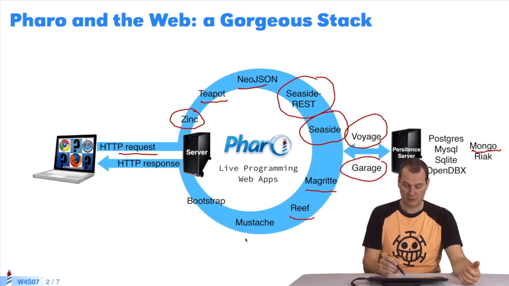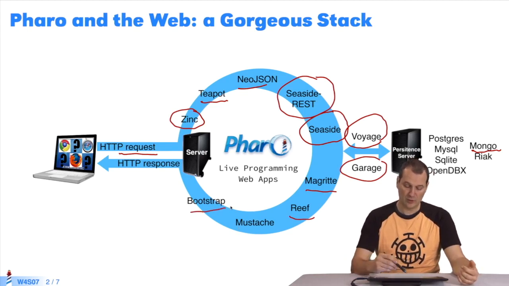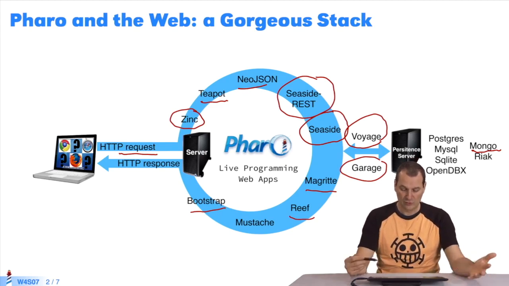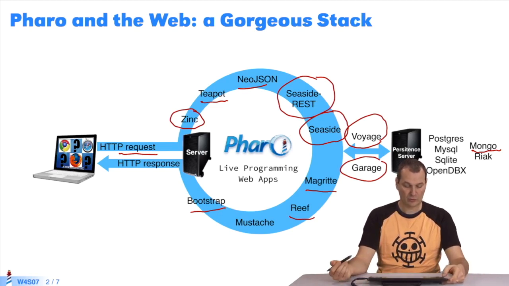Mustache is a template system that generates HTML on the fly. Bootstrap is the Twitter Bootstrap library, fully integrated into Seaside. These are the most commonly used applications, but you have plenty of other packages on top of Pharo, the ones used to connect to Amazon or to do elastic searches, for example.